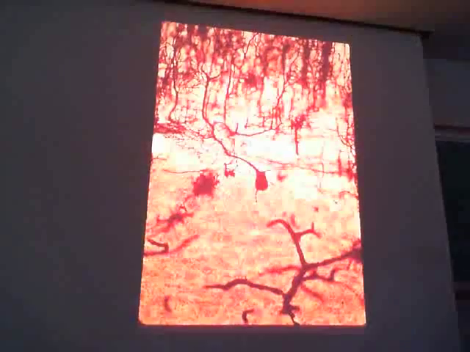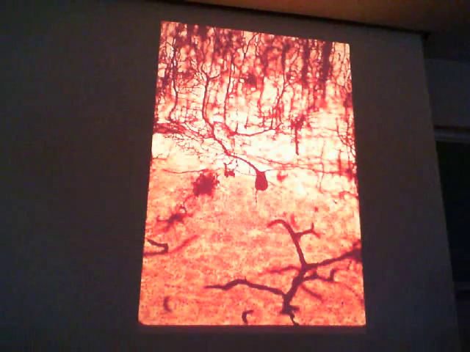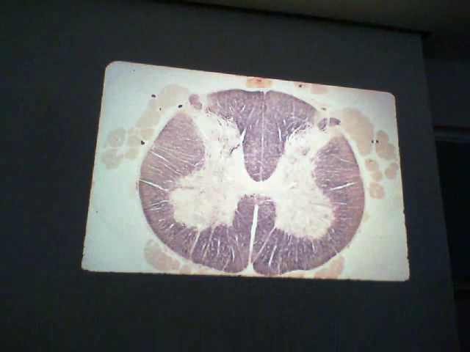And with that gold toning stain, this is what you're going to see. So there is the Purkinje cell, and there's that huge dendritic tree that goes up into the molecular layer. Very pretty slides. Okay, and this organ.